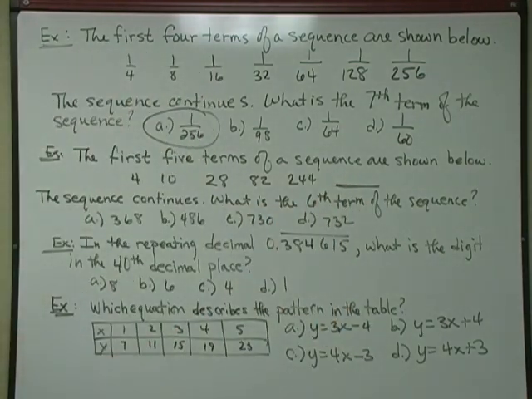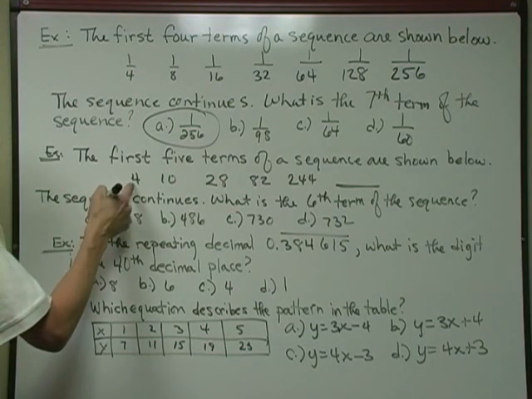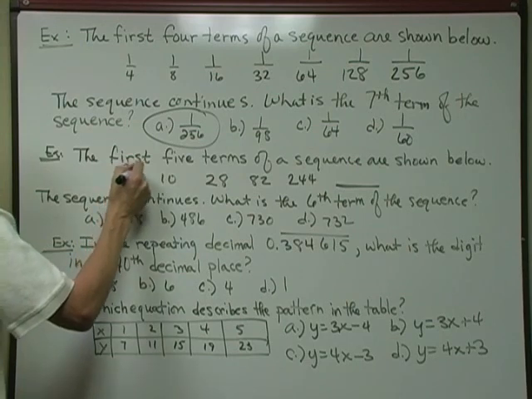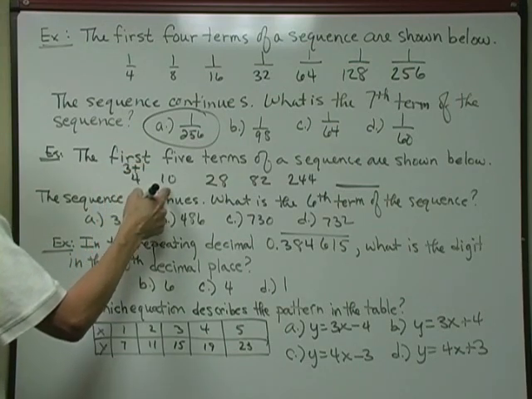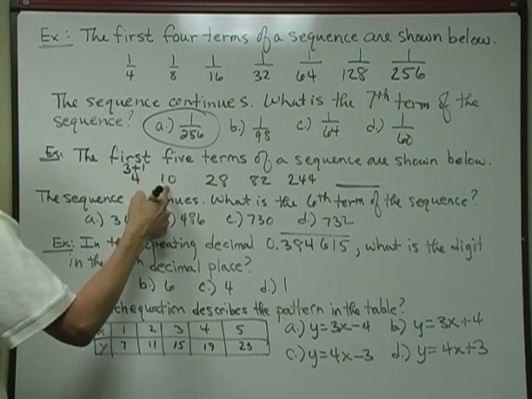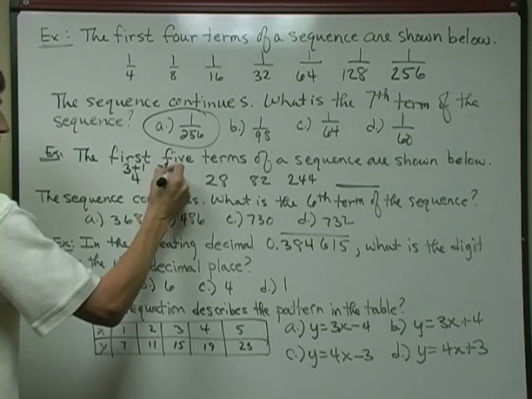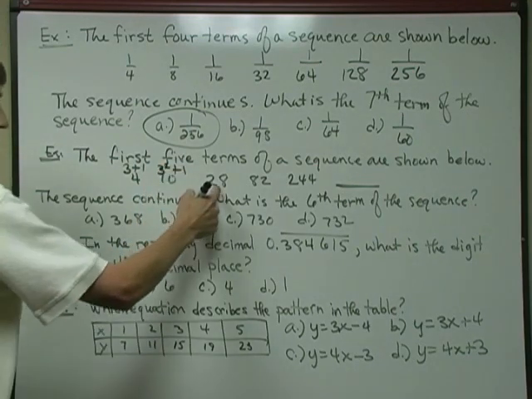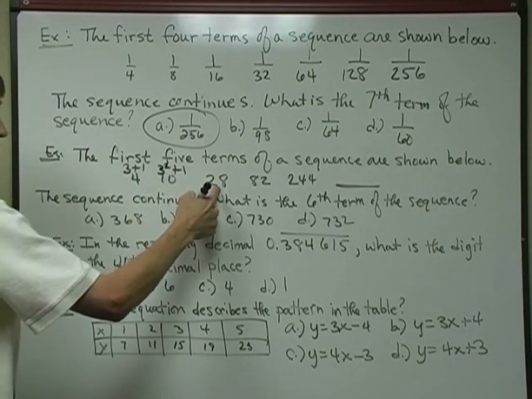And I looked at this, and the reason I said that this is tricky is because I recognize that this was 1 more than 3, so this is 3 plus 1. I recognize that this is 1 more than 9. 10 is 1 more than 9. So this would be 9 plus 1, but 9 is 3 squared, plus 1. I recognize that this is 1 more than 27.